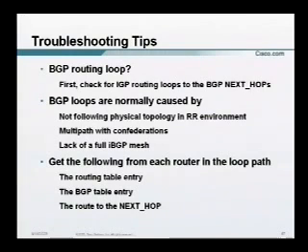I haven't seen that so much. Lack of a full IBGP mesh is a classic for causing routing loops. And then to try and troubleshoot some of this, have a look at the routing table entry. Remember, the routing table is not the same as the BGP table. Look at the BGP table entry. Check the route to the next hop. Is it known by BGP? Is it known by IGP? Does it exist?